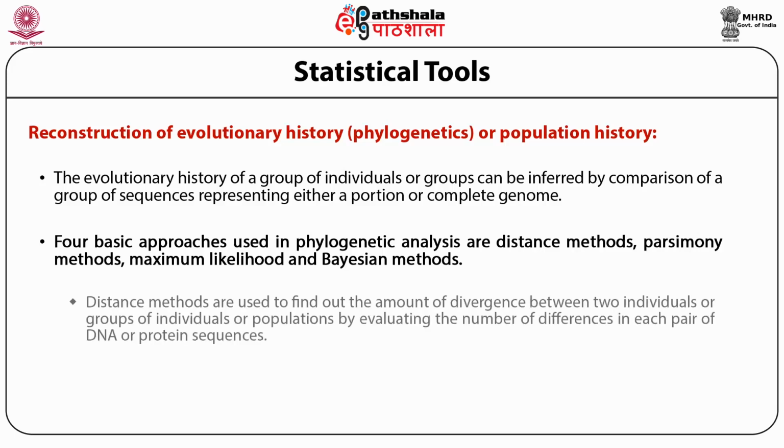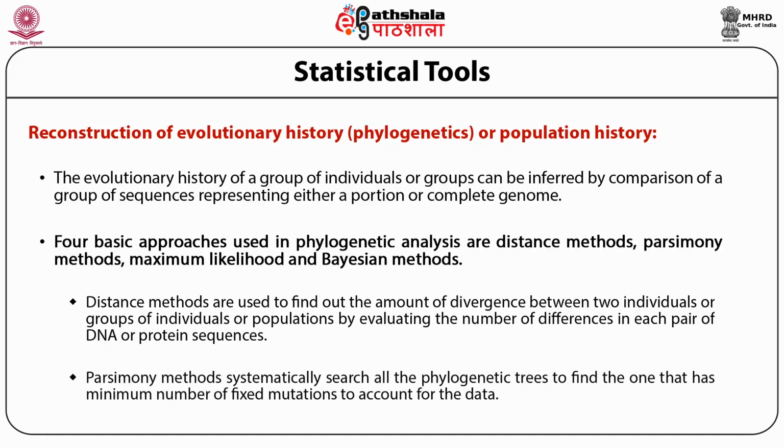The first, distance methods, are used to find out the amount of divergence between two individuals or groups of individuals or populations by evaluating the number of differences in each pair of DNA or protein sequences. Second, parsimony methods systematically search all the phylogenetic trees to find the one that has the minimum number of fixed mutations to account for the data.